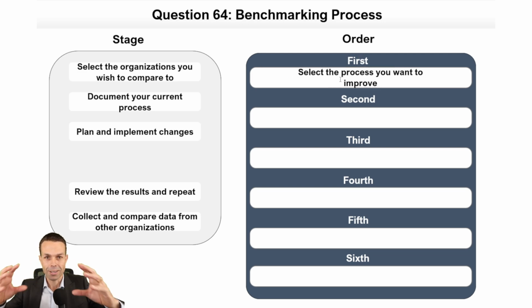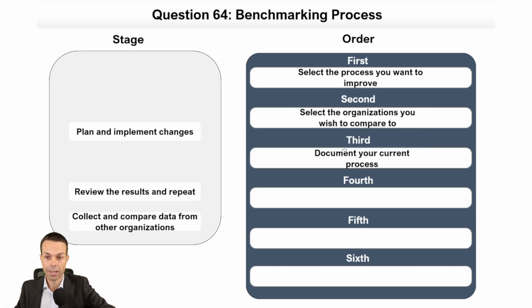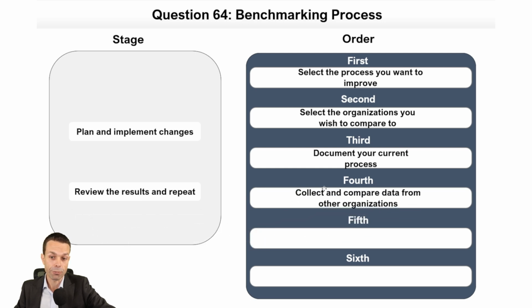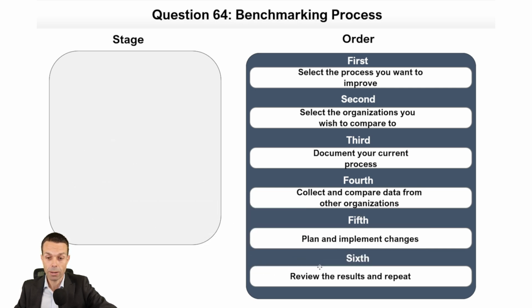So we want to figure out the current situation, our process, and then the organizations that we want to compare it to. So ours and theirs, and then we want to document our current process so that we've really got all of our current situation laid out. And then once we've done that, we need to collect all of the data from other organizations so we can compare it. And that's what we do next, collect and compare to the other organizations. And we find those improvements that we can make, and we plan and implement those changes. Then we review those results and we repeat.